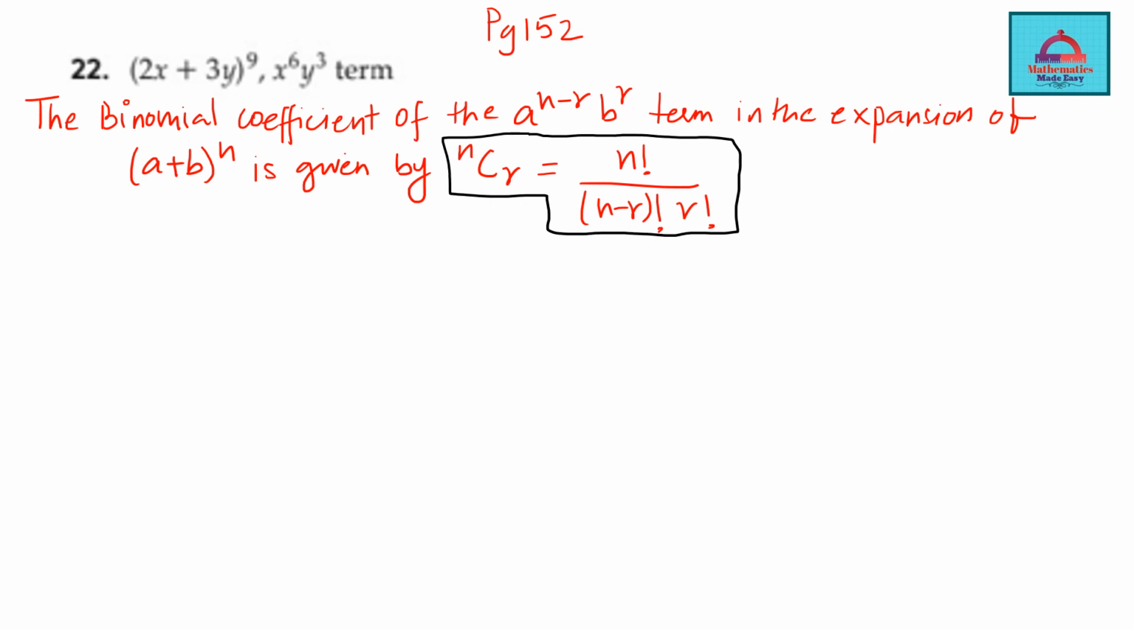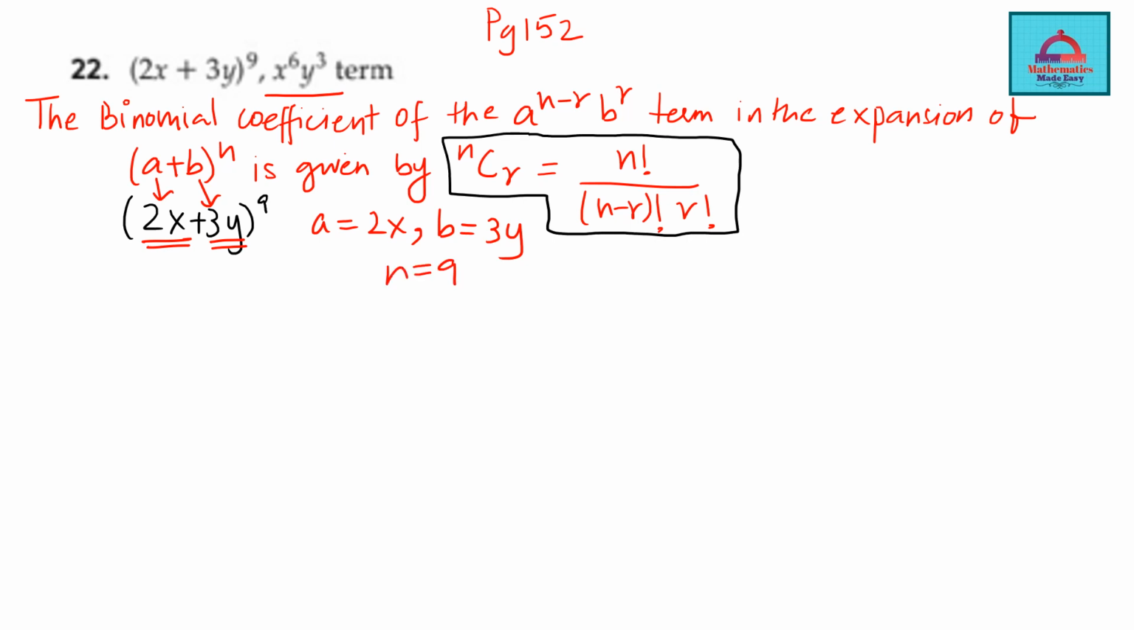So let's do it now. Here you are given (2x + 3y)^n, and you have to find the binomial coefficient corresponding to the term which has x to the power 6, y to the power 3. First understand that the first term here refers to 2x and the second term refers to 3y. So your value of a is 2x, your value of b is 3y, and what is the value of n? n is 9.